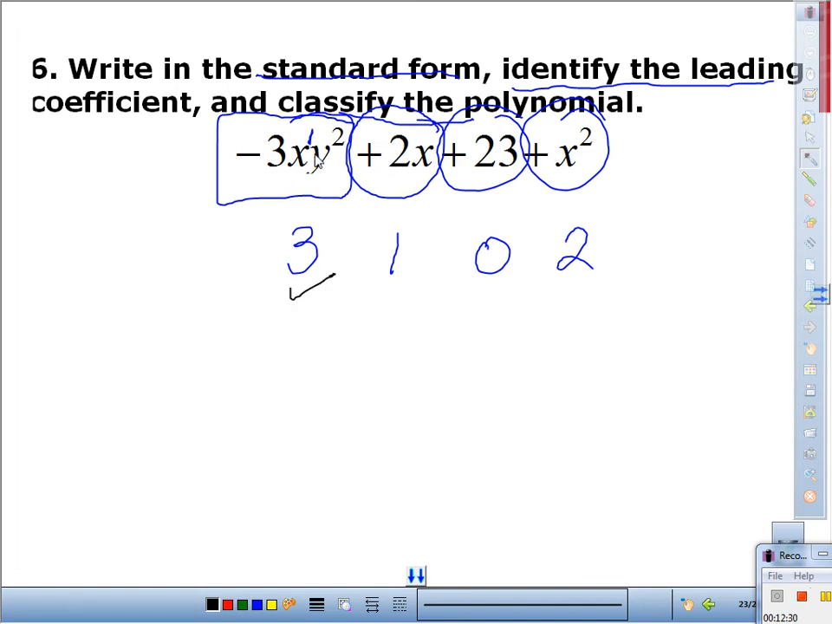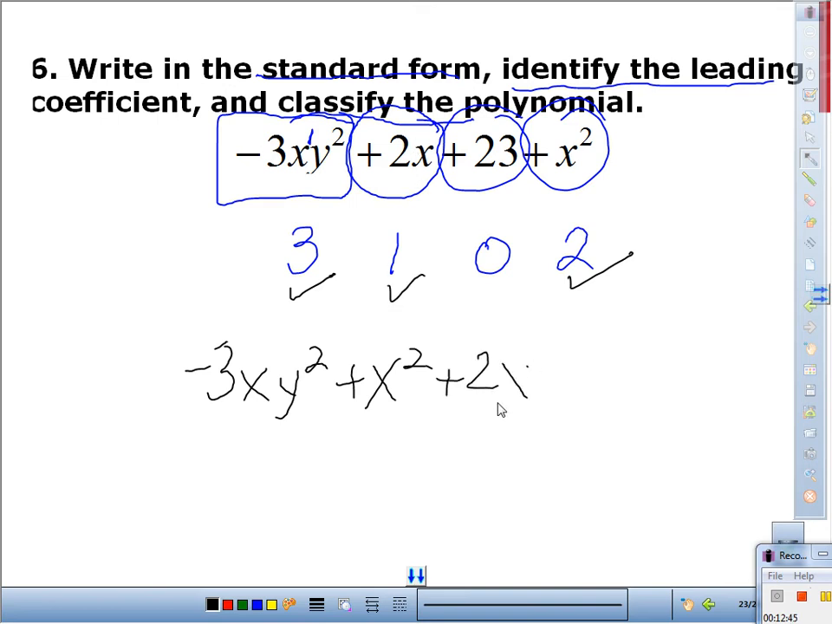What's the highest degree? 3. So I write negative 3xy to the second. What is the next degree down? This one. So I write plus x squared. What is the next degree down? This one. So I write plus 2x. What's the last one? Plus 23, Michael Jordan. This is standard form from highest to lowest degree.